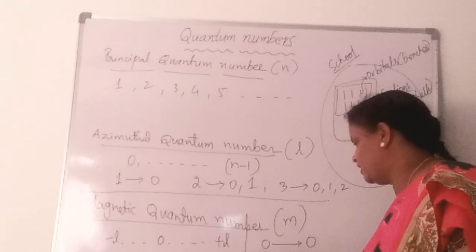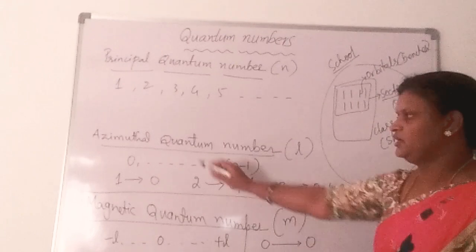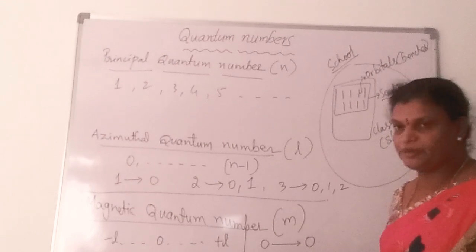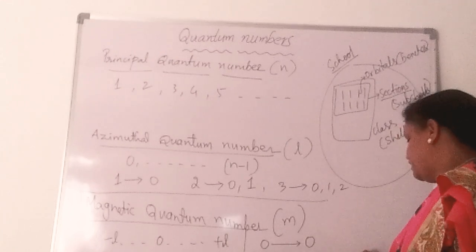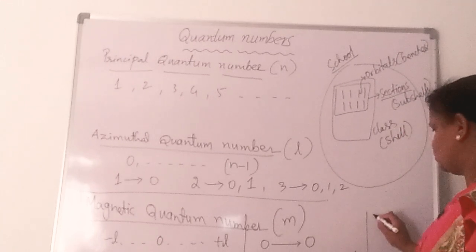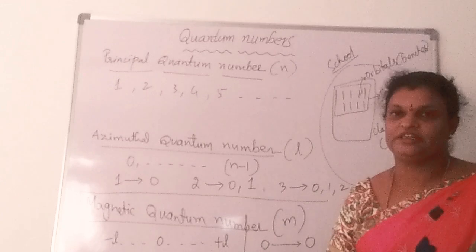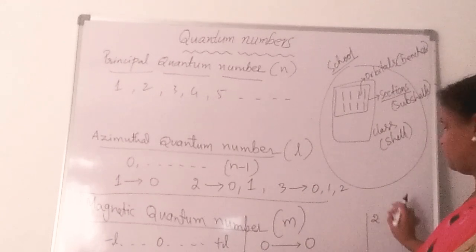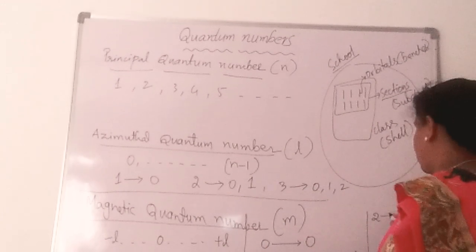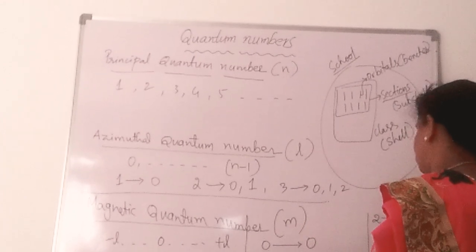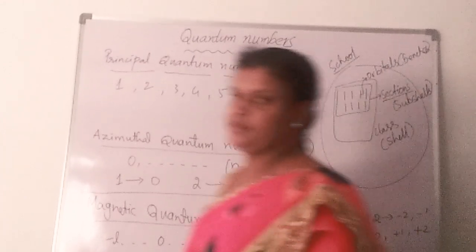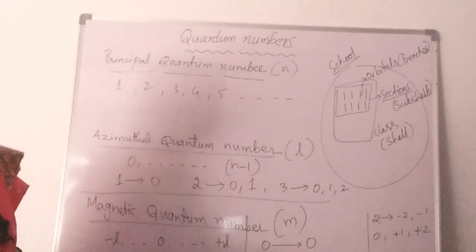If you have 1 as a subshell number, meaning the azimuthal quantum number value for that particular subshell is 1, then the values will be minus 1, 0 and plus 1. If you go to the subshell which has an azimuthal quantum number of 2, then you will have minus 2, minus 1, 0, plus 1, plus 2. Totally 5 values. Like that, these are the values present.